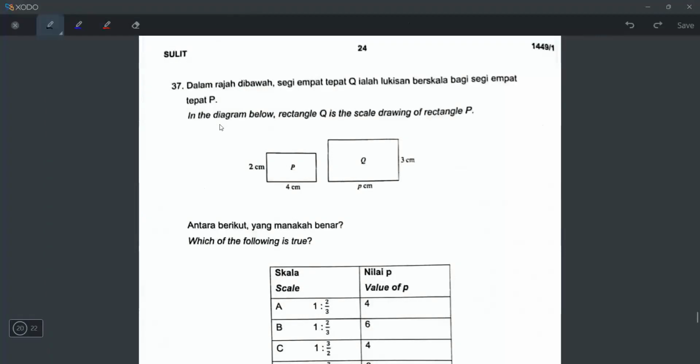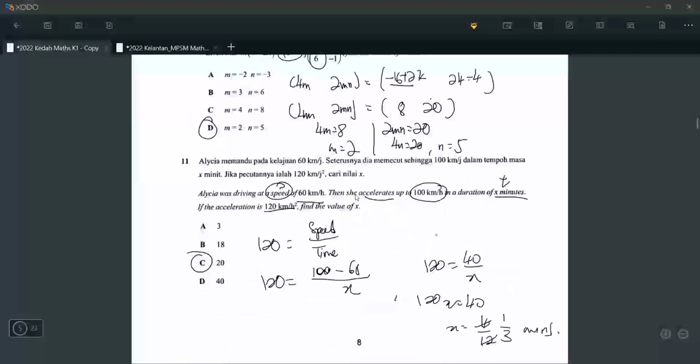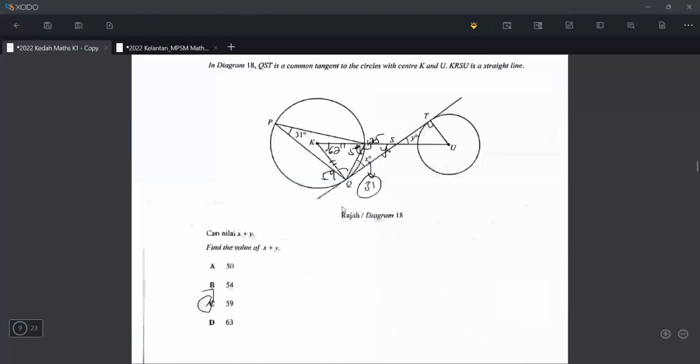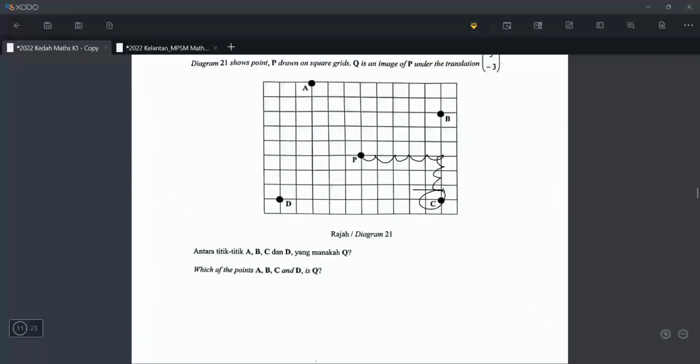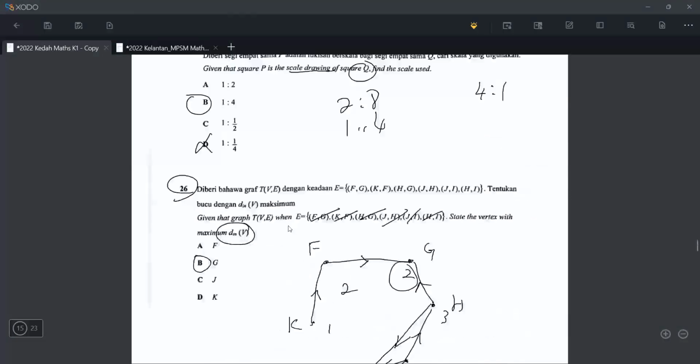Okay, let's go to 37. In the diagram below, rectangle Q is the scale drawing of rectangle P. Hey, this question was also in the Kedah paper. So let's find it. Where is it? It looks almost exactly the same, I remember. It also has 2 squares. Let me find it. Wait. Okay, I found it already.